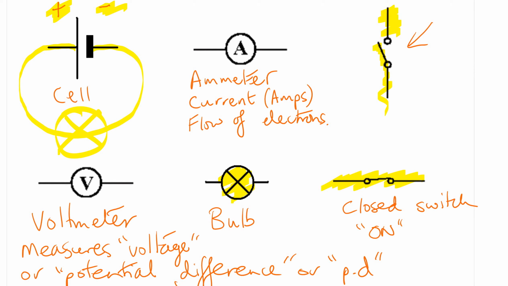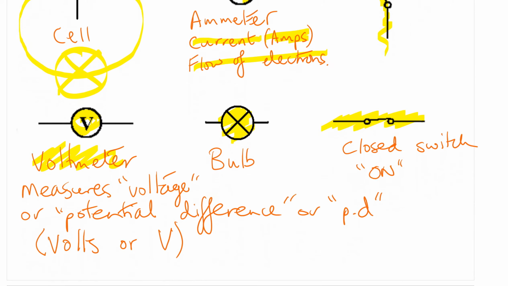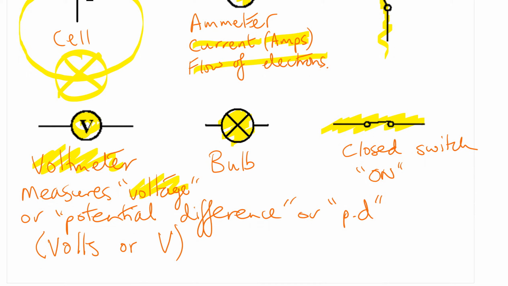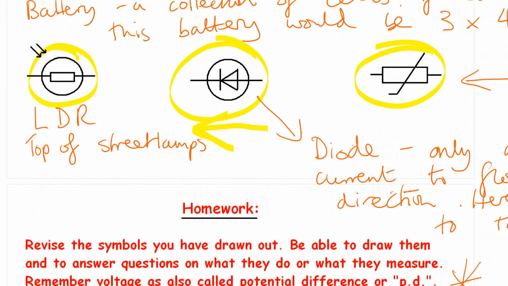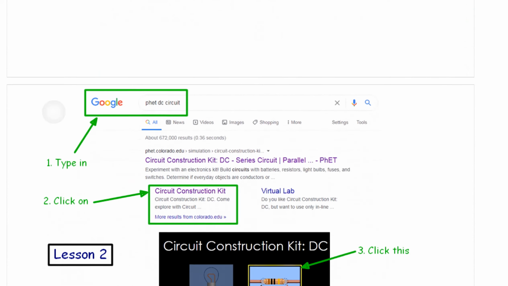And then we've got a couple of meters. An ammeter, circle with an A in it, measures the flow of electrons. It measures current in amps. Circle with a V inside it, that is a voltmeter. What does that measure? Voltage or PD or potential difference. They mean exactly the same thing. And the unit for voltage is volts, or big V. So, whistle stop tour of symbols.